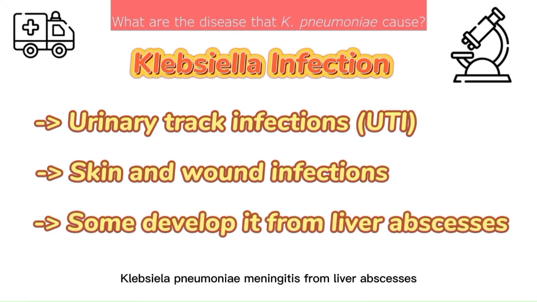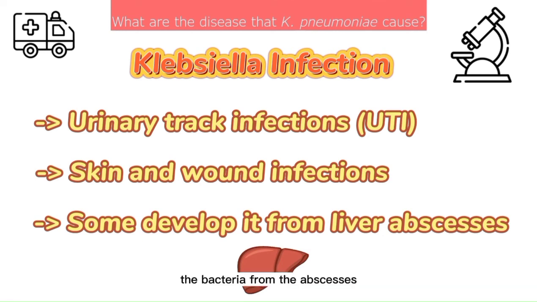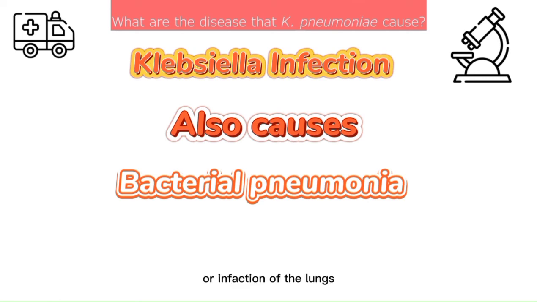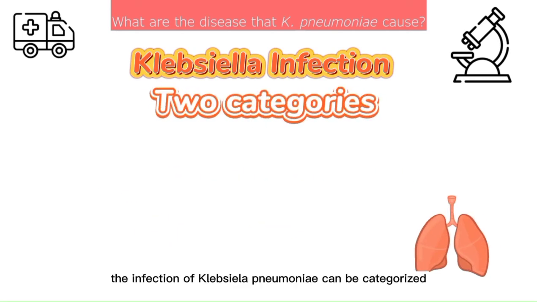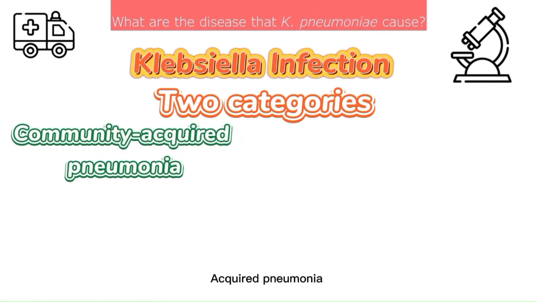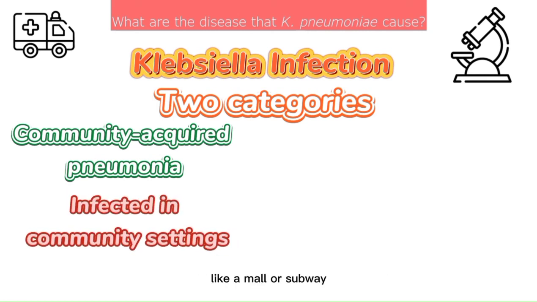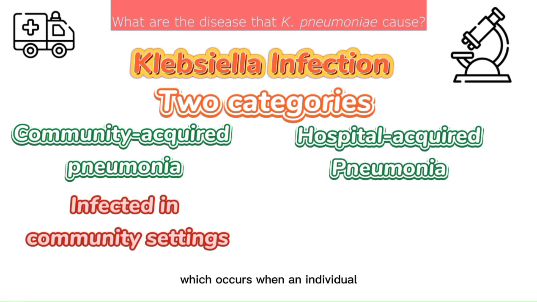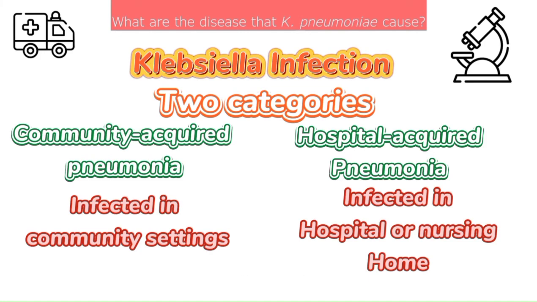Some people develop K. pneumoniae meningitis from liver abscesses. The bacteria from the abscess can travel from the liver to the central nervous system. K. pneumoniae often causes bacterial pneumonia, or infection of the lungs. The infection of K. pneumoniae can be categorized into two main categories. The first one is community-acquired pneumonia, which occurs if an individual gets infected in a community setting like a mall or subway, and hospital-acquired pneumonia, which occurs when an individual gets infected at a hospital or nursing home.